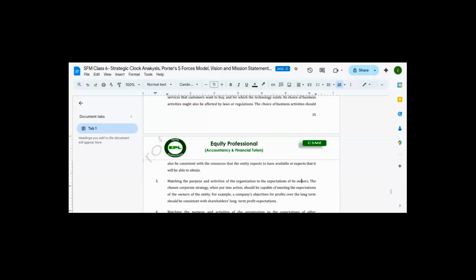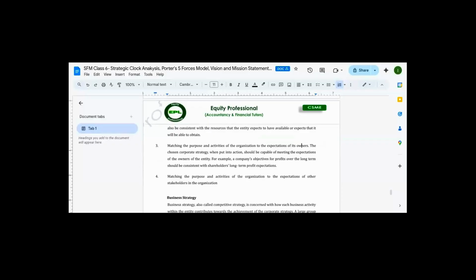Because the expectations of the owners that we call the shareholders are for the company to be innovative, for the company to be competitive, for the company to generate high return on investment and capital employed. Part of the expectation of the owner is for the company to have goodwill. So in anything that we are discussing on corporate level strategy, the owner's expectation is very, very essential.